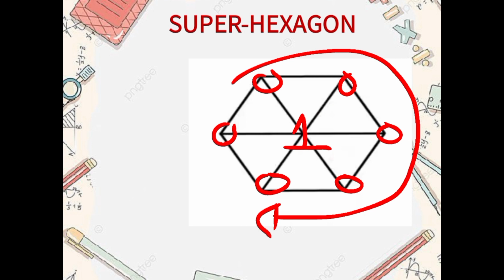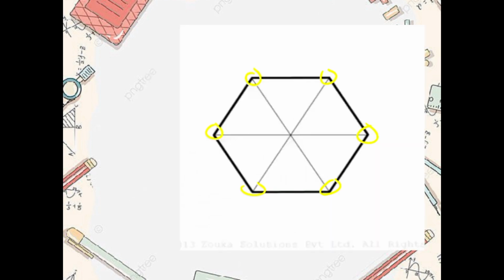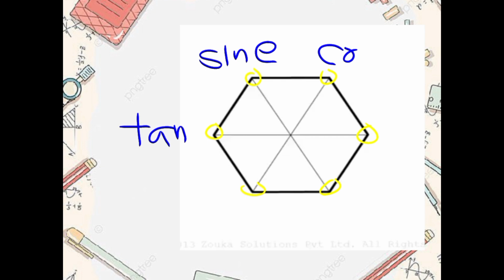We just need to remember one formula, which is tan is equal to sine by cos. So, how is tan equal to sine by cos? We start at this vertex and write tan. Since tan is equal to sine, we will write sine here in a clockwise direction. So, tan is equal to sine by cos. So we have now tan, sine, and cos.